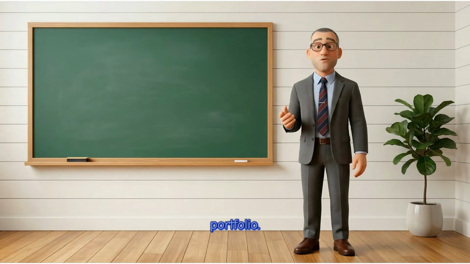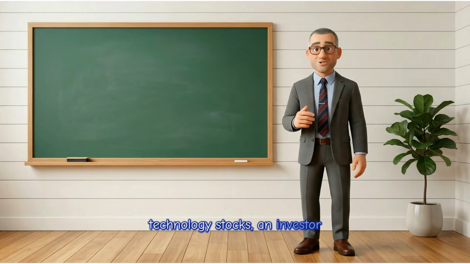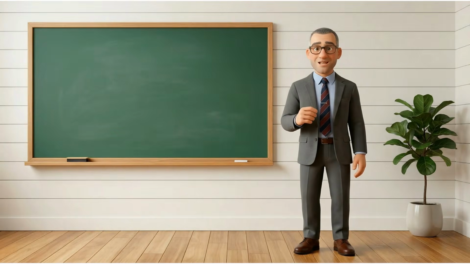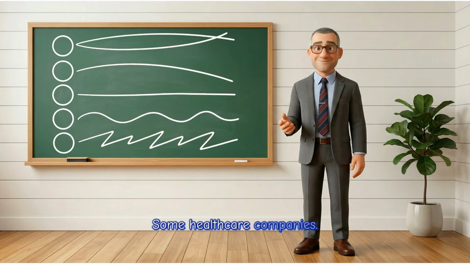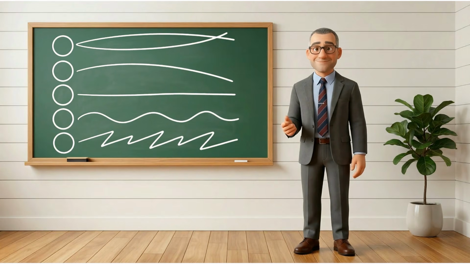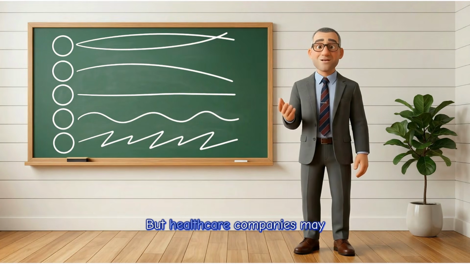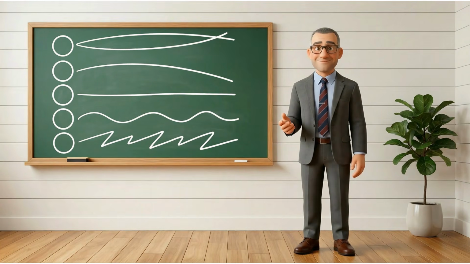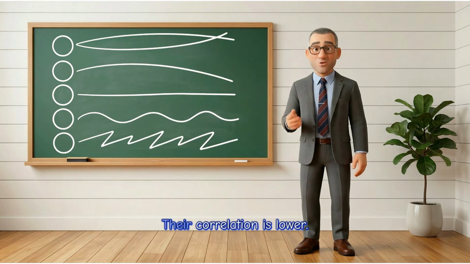Now imagine a different portfolio. Instead of buying only technology stocks, an investor spreads their money across different parts of the economy. Some technology companies, some healthcare companies, some consumer goods companies, maybe some bonds. Now something interesting happens. Technology stocks may fall on a particular day, but healthcare companies may stay stable. Consumer goods might even rise. These investments do not always move in the same direction. Their correlation is lower.